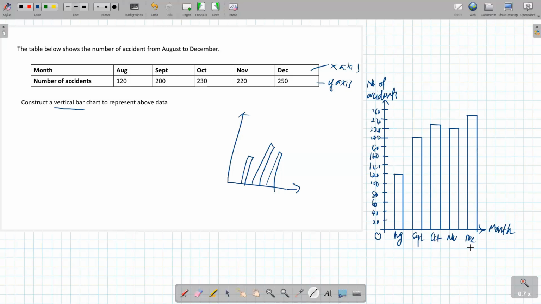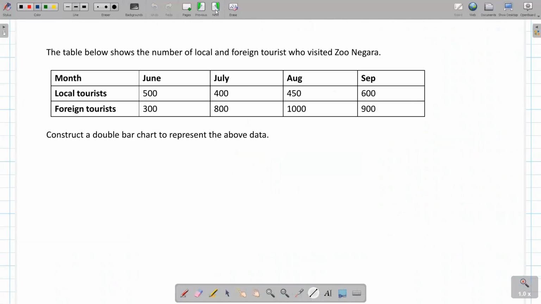Okay, so this is how we construct a vertical bar chart, to represent the data. So we have gone through the horizontal bar chart and we have also gone through the vertical bar chart. So next we look at the double bar chart. What does it mean by double bar chart? In one graph you have two bar charts.